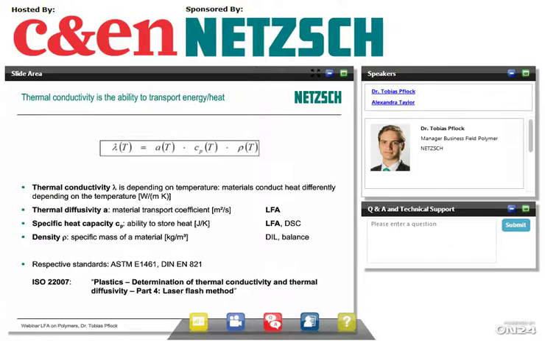There are well-known respective standards that refer to this technique. I showed you two of them already. The ASTM E1461 refers to the laser flash method, as well as DIN EN 821. And one of the most prominent standards that we use a lot is the ISO 22007, Plastics: Determination of Thermal Conductivity and Thermal Diffusivity, Part 4: Laser Flash Method. If you run through this method, you will notice that this is actually how we build our instrument, and this is what has to be done to obtain thermal conductivity and thermal diffusivity from such a measurement.